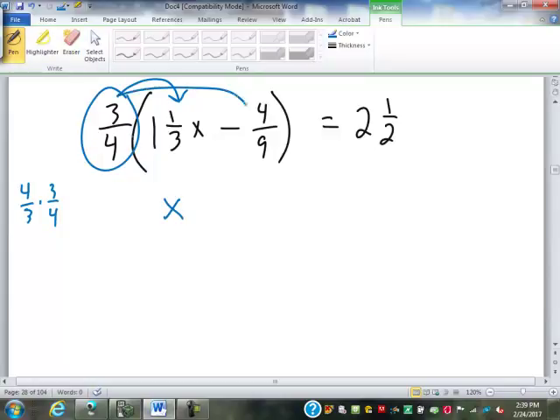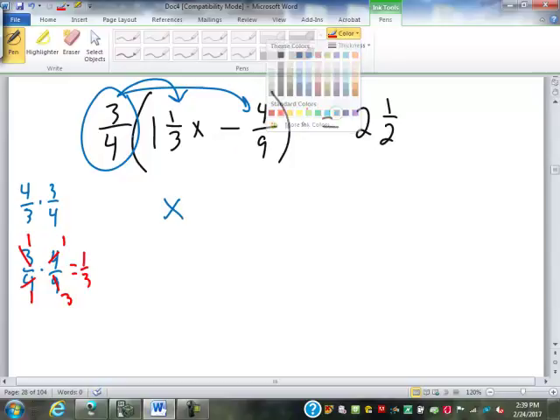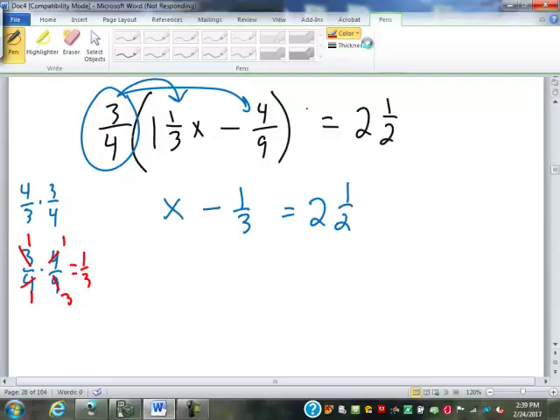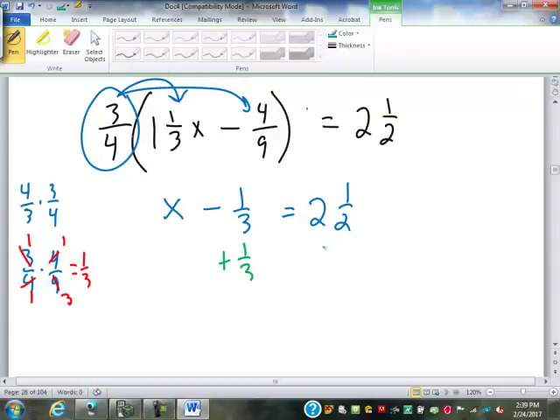Now we have to do 3/4 times 4/9. The 4's cancel out, the 3 and 9 cancel out to give me 1 and 3. That's just 1/3. So what we have so far is x minus 1/3 equals 2.5. Now what? Add 1/3. That's it. x equals 2.5 plus 1/3. Well, that's going to be 2 and 3/6 plus 2/6, which is 2 and 5/6.